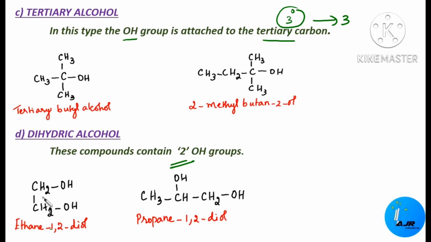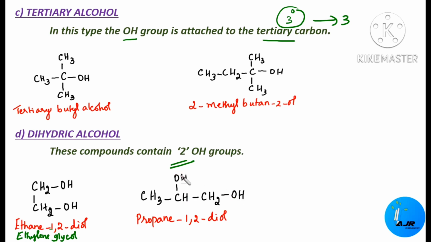Methane, ethane. So ethane-1,2-diol. Okay, ethane-1,2-diol. So another common name is also there. The common name for this compound is ethylene glycol. Okay, ethylene glycol is the common name for this one. And let us see the next example.